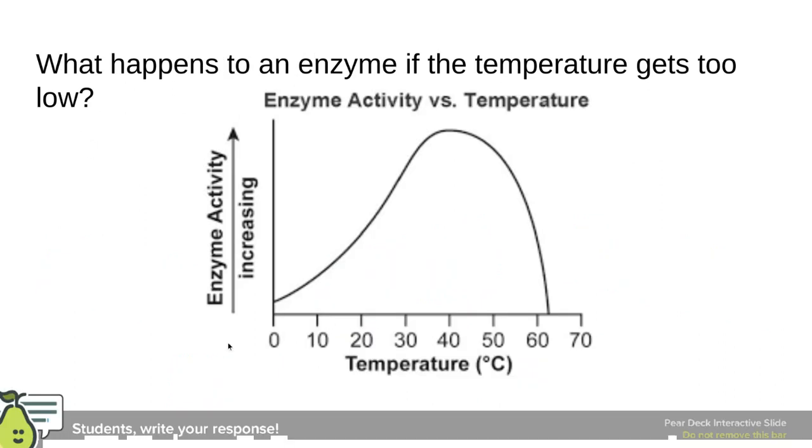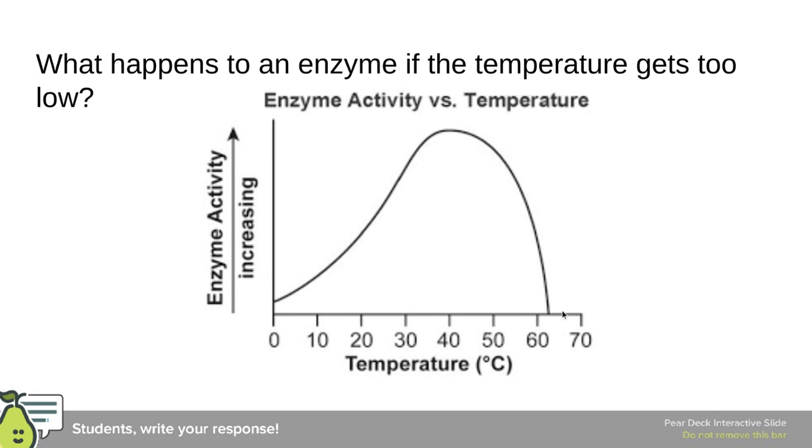So if we take a look at this graph, my question up here says, what happens to an enzyme if the temperature gets too low? So enzyme activity and then temperature. When my temperature is really low, my enzyme activity is also really low. When my temperature is really high, my enzyme activity is also really low. So it works best at this middle temperature. Now for each enzyme, this temperature that it works best at is going to be different.